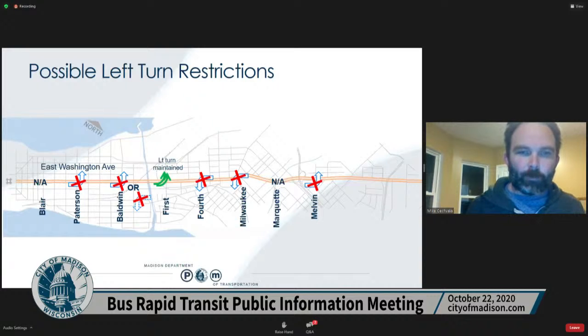And then there are some that we will maintain. So the eastbound left turn at 1st, that left turn will be maintained. And then at Blair and Marquette, we do not need to remove any left turns to accommodate those stations. The cross section on East Washington Avenue is slightly narrower than the cross section on Mineral Point Road. And so on this corridor, we do need to restrict a left turn in one direction in order to accommodate the width of the station.